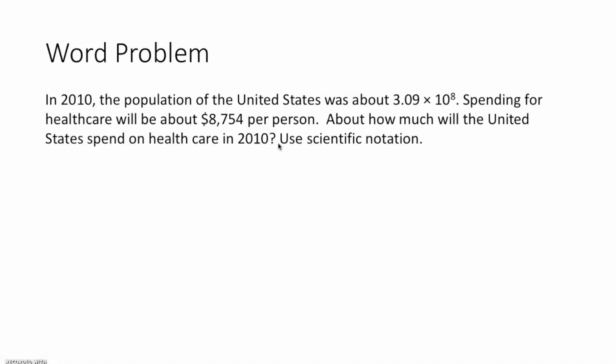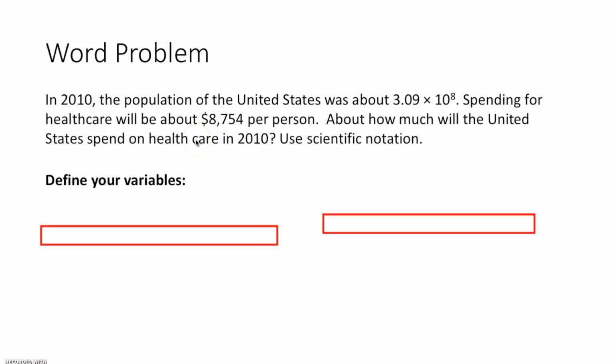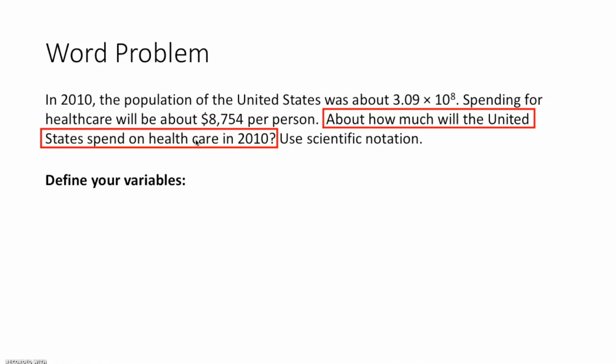That's step one. Step two, we're going to define our variables. What is the question asking? About how much will the United States spend on healthcare in 2010? So we're trying to figure out how much money. So we'll say M. M is the money the US will spend on healthcare in 2010. So we now have our variable. So we are going to write our equation.